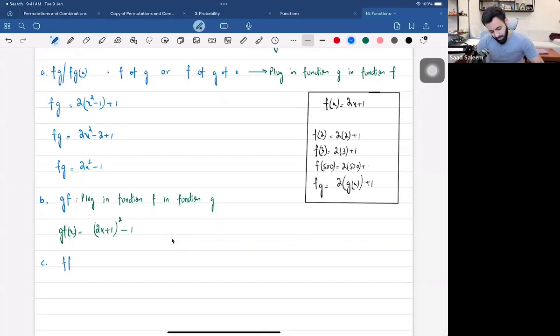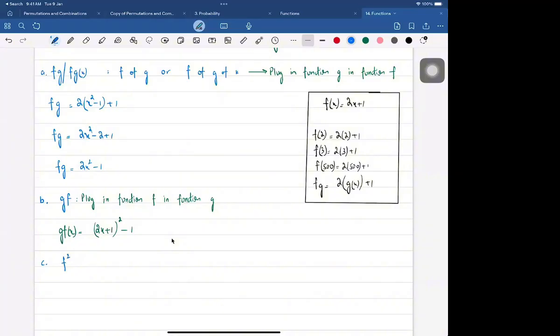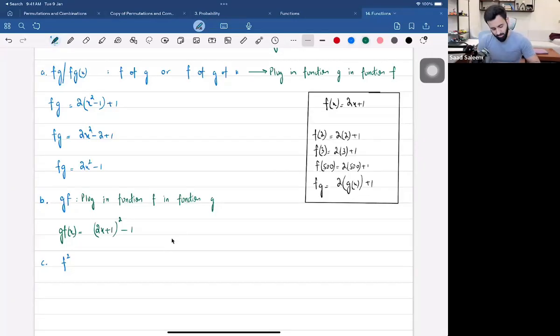Okay, now what if the question says f squared? What does that mean? Does that mean that we will take function f and we're going to square it? Or is it that we will plug function f into function f? That is correct. Good job. So f squared basically means ff. Okay, so I'll write an important note over here that f squared does not mean that you square the function.